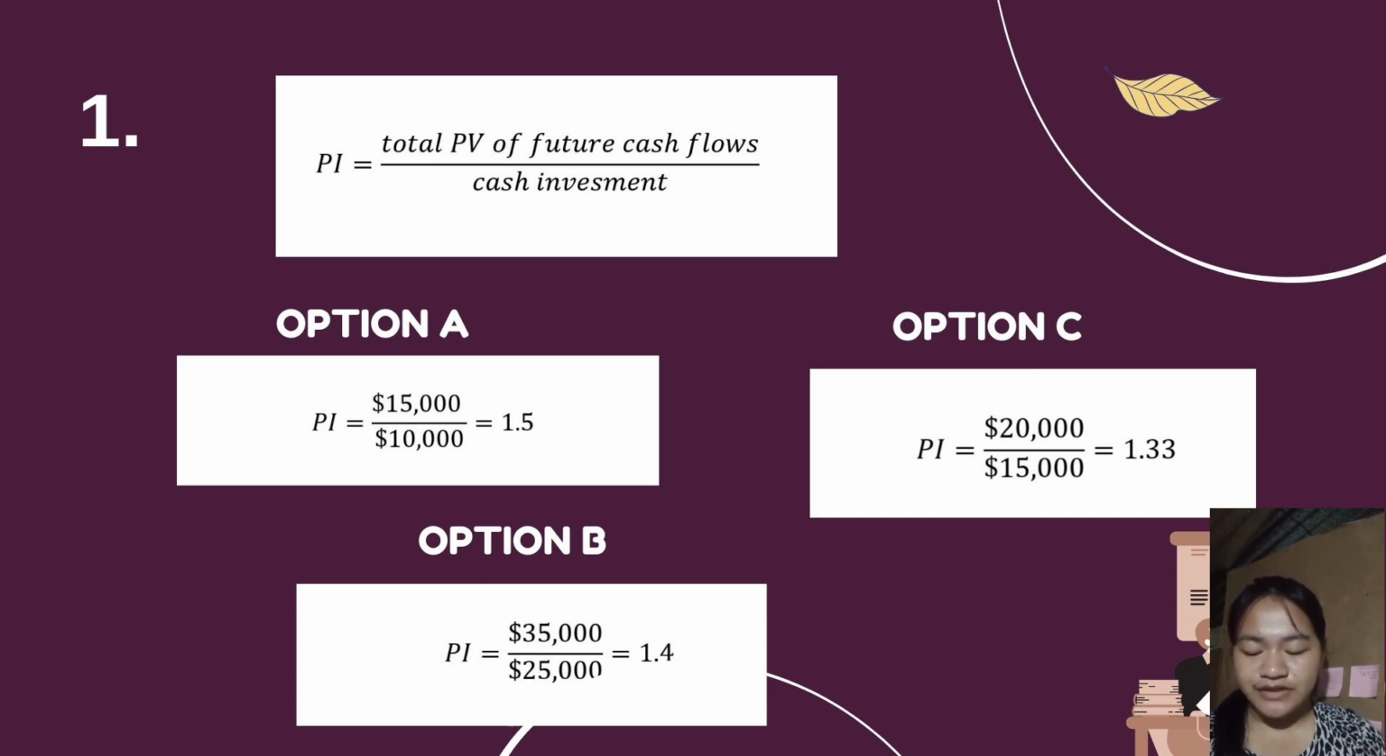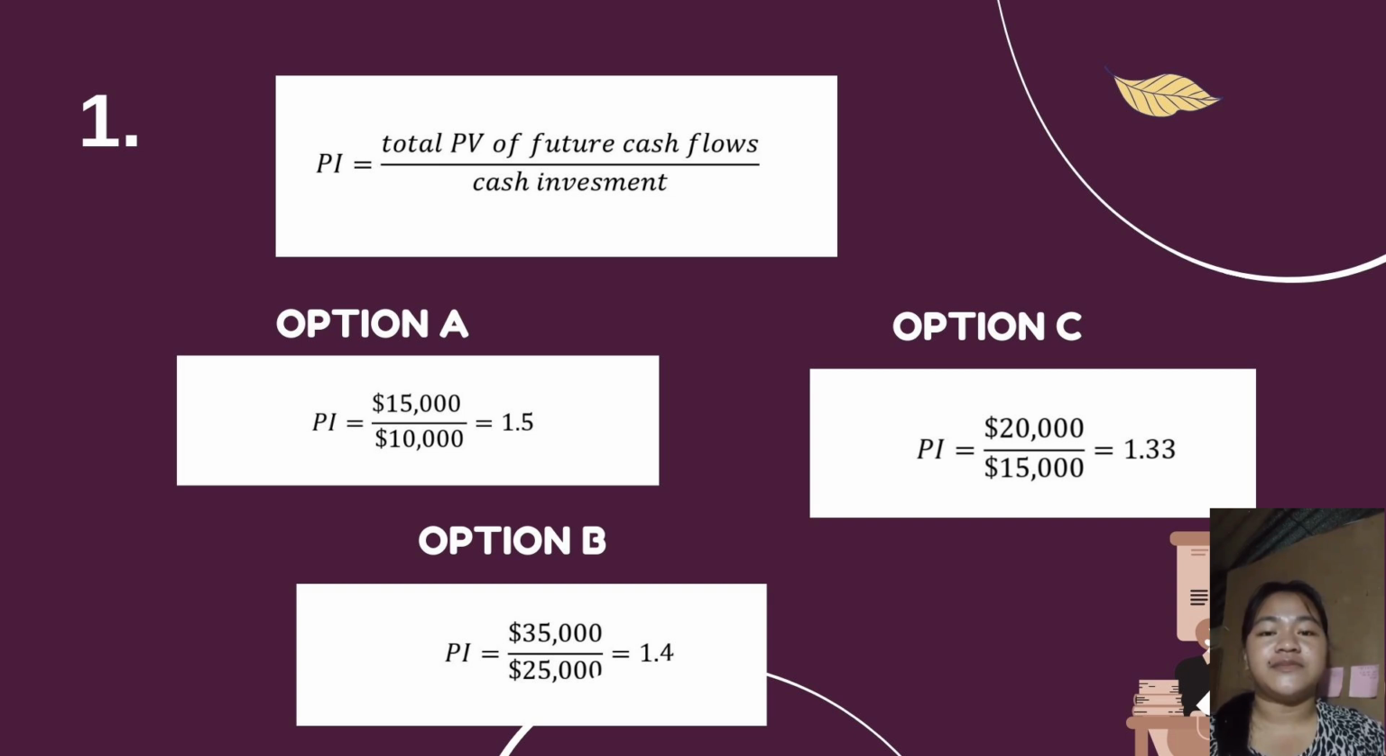So, profitability index is equal to the total PV of future cash flows divided by the cash investment or initial investment. In option A, we have a total PV of $15,000 divided by the $10,000 initial investment of option A.